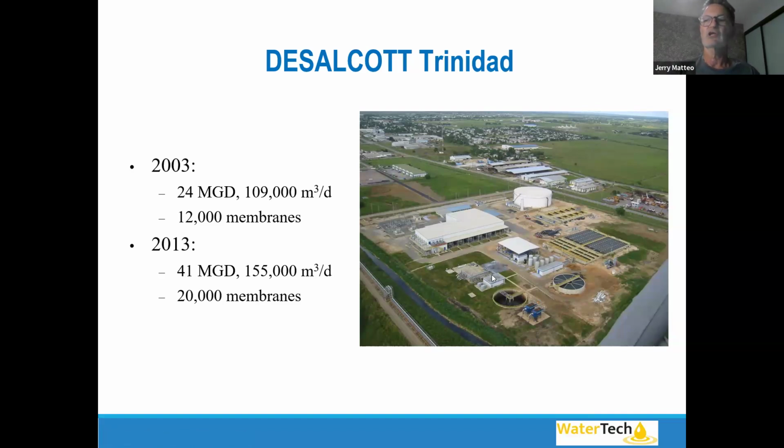Okay, so the Salcott, inside this big building here are actually the membranes. And this is a phenomenal amount of membranes.